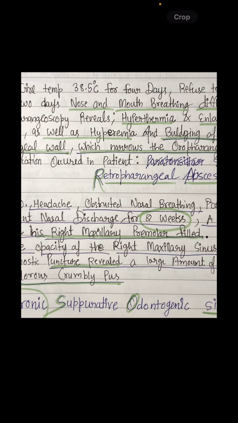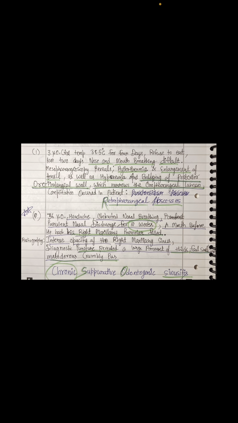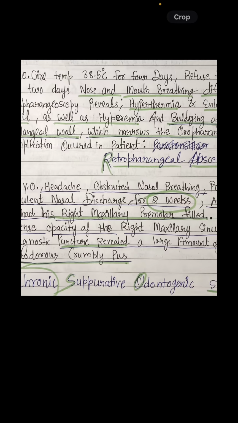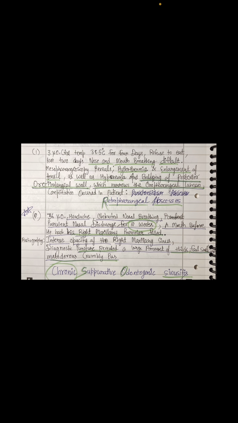As they talk about the maxillary, this is inflammation of the sinus, sinusitis. The patient is complaining about thick, foul smelling discharge, which is pus. So this is suppurative here, and this is due to the right maxillary premolar filling. So this is known as odontogenic. And so the final answer is chronic suppurative odontogenic sinusitis. The question is tricky, guys. I hope you will remember it.